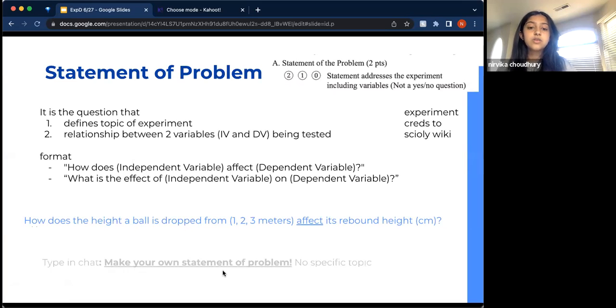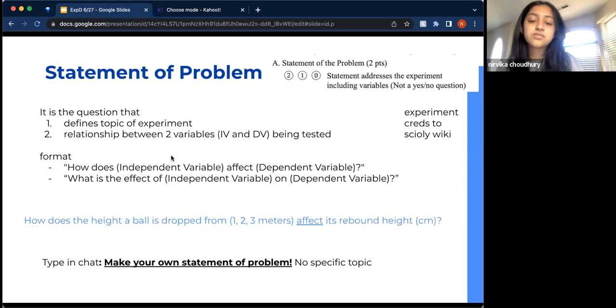And then how about you guys all type in, make your own statement of problem, using the format that I said here. There's no specific topic, so you can talk about whatever you want, but make sure there's an independent variable and a dependent variable. I'll get into that later, but the statement of problem comes first always, so I can't really say what it is yet. But yeah, if you know what it is, you can type it in.